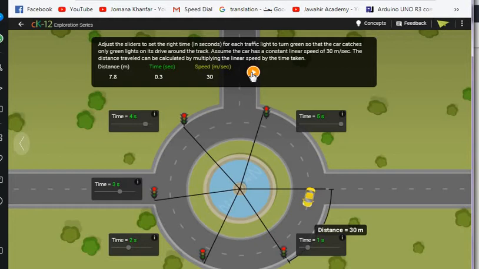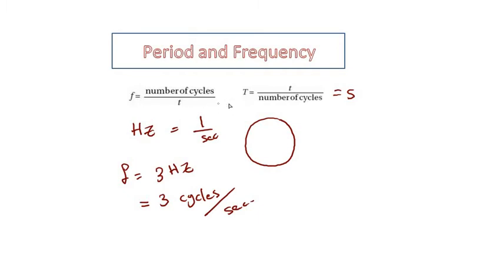Now, what about the frequency? The frequency is the number of cycles in 1 second. This car completes 1/6 of a cycle in 1 second. So in 1 second, it completes 1/6 of a cycle. The period and the frequency are inverse of each other. The period is the total time over the number of cycles, while the frequency is the number of cycles over the total time. The period could be calculated using this formula. The period is 1 over the frequency, and the frequency is 1 over the period.